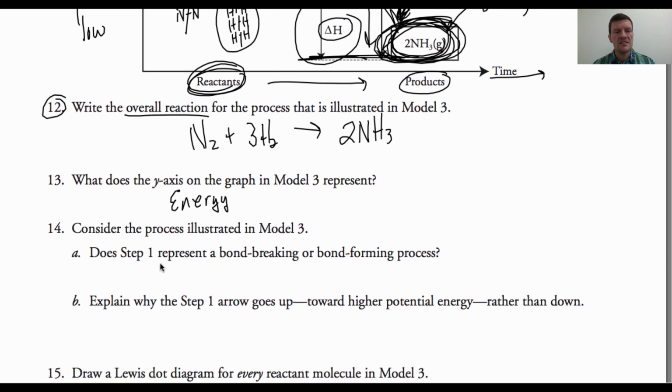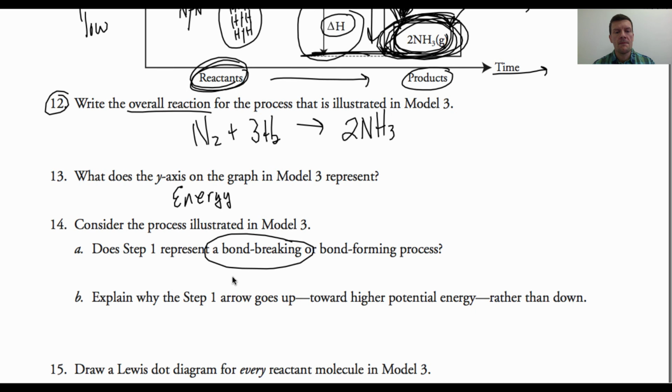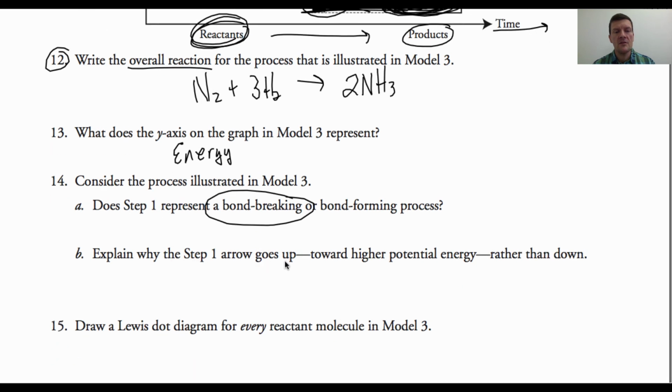Does step 1 represent a bond breaking or bond forming? We're going to break bonds here in step 1. Step 1 arrow goes up because it requires energy. You have to put energy in. That is endothermic. This is going to require energy for you to break those bonds. So now you just increase the potential energy of those particles.